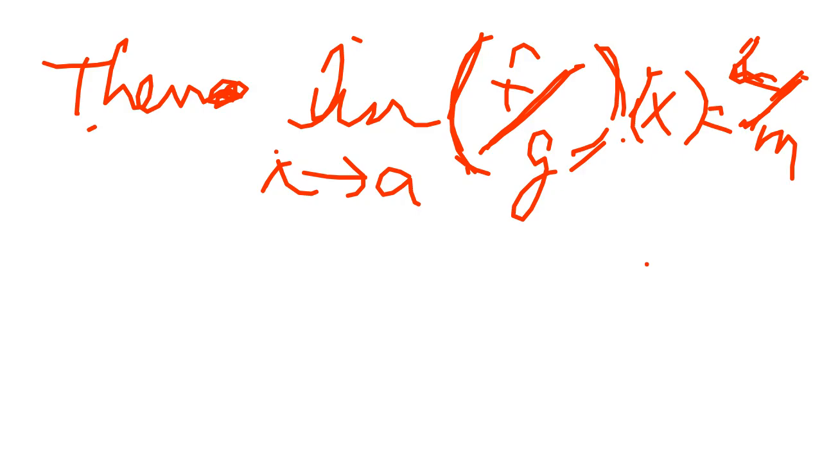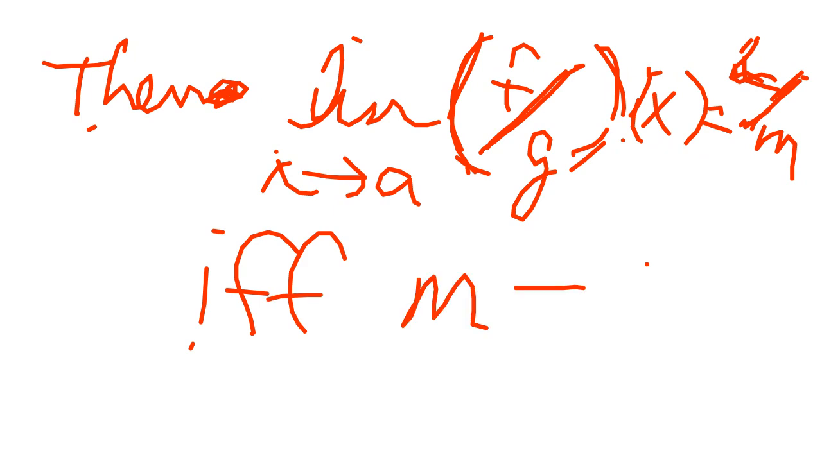But this is if and only if what? If and only if M is not equal to 0. You obviously can't have the limit as x approaches a of g of x equal 0. Otherwise, you can't do this.